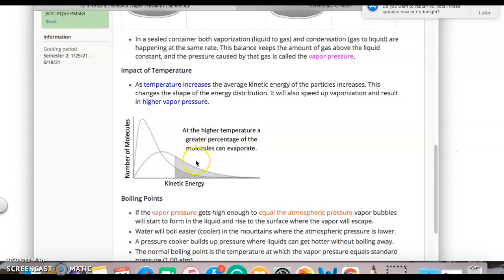And at higher temperatures, if you notice here, the shaded area increased from before, so that means we have more molecules that are able to evaporate or leave our system.